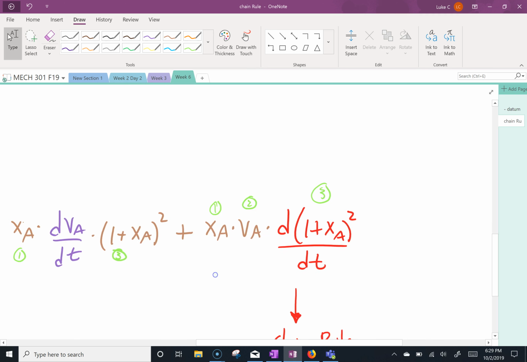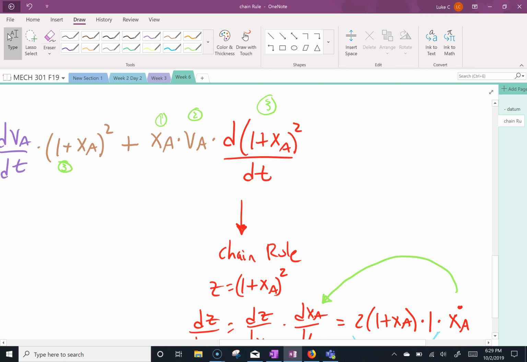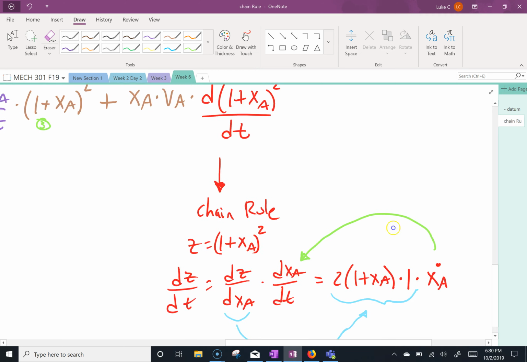Now the derivative of this red one is actually, you got to use the chain rule. Okay, so I'm going to call z 1 plus xa squared. So the chain rule states that dx dt is equal to dz dxa times dxa dt. All right, so the chain rule basically states that definition. So the derivative of dz dxa is right here in light blue.